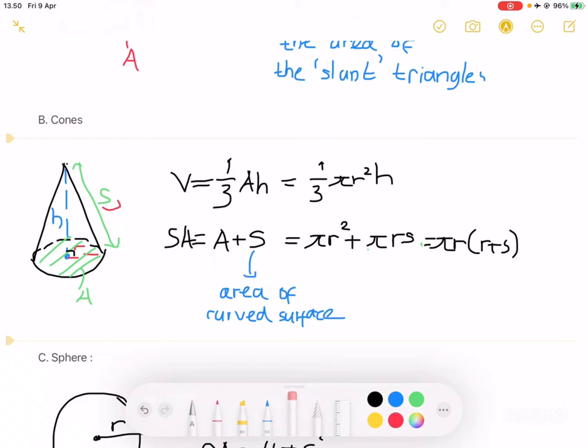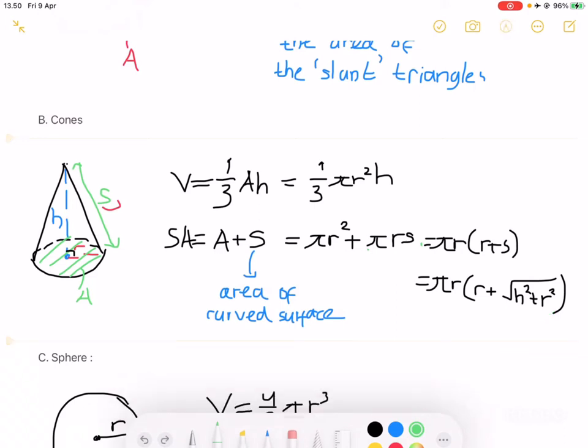So then we can just simplify this into this formula, and then we can factor out a pi r out of this. And after this, you can just substitute the value of s by using the Pythagorean theorem. So we have pi r times r plus the square root of h squared plus r squared, where this expression is obtained by the Pythagorean theorem.